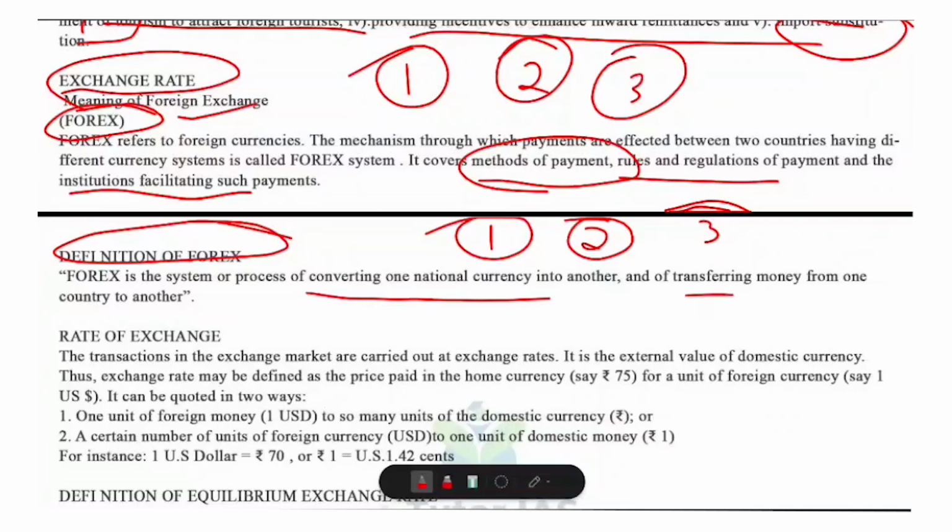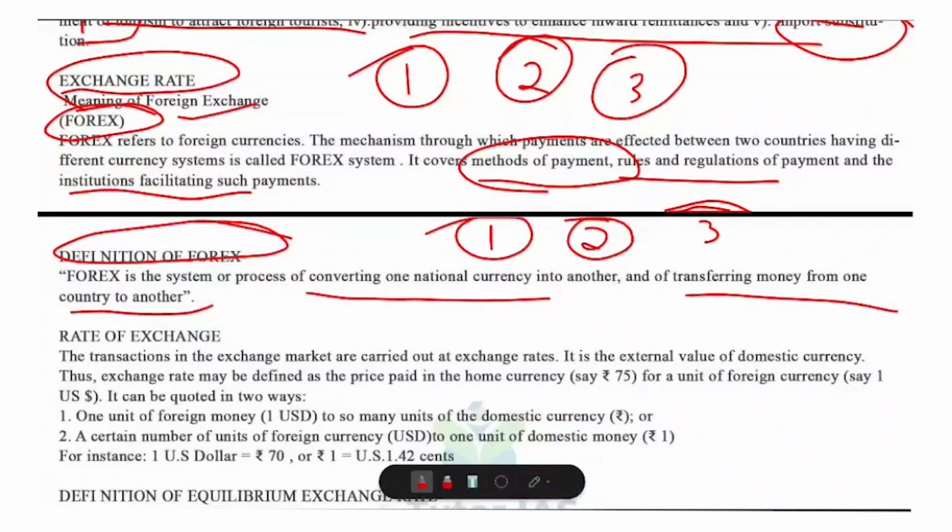And what is meant by transferring money from one country to another? This means sending money across borders for trade, investment or personal reasons. For example, an Indian company importing electronics from Japan will transfer rupees converted into yen to pay the Japanese supplier.